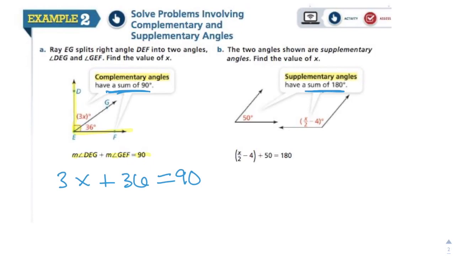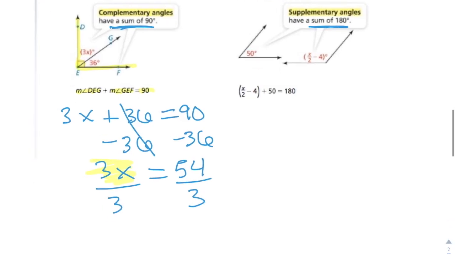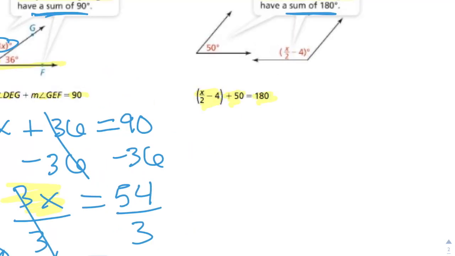So the first thing I want to do is subtract 36 to get that to cancel out. I'm left with 3x on one side. On the other side, 90 minus 36, which is 54. Remember, 3x is really saying 3 times x. So I'm going to divide by 3 on both sides. These 3's cancel out, so I'm left with x equals 54 divided by 3, which is 18. So my value of x here is 18.